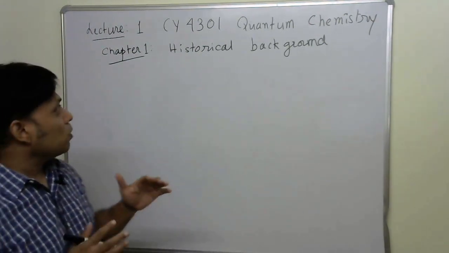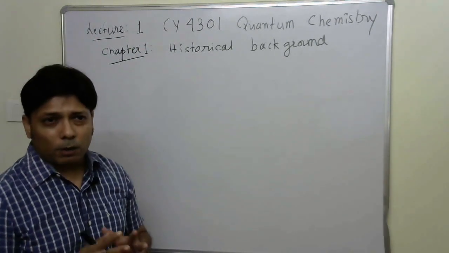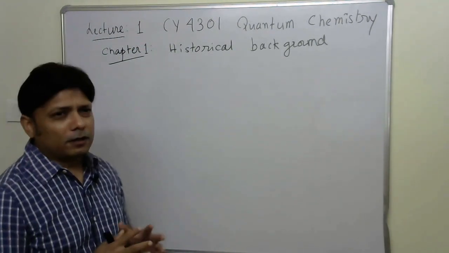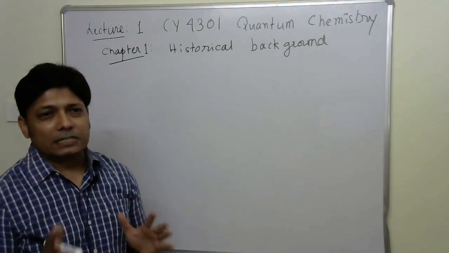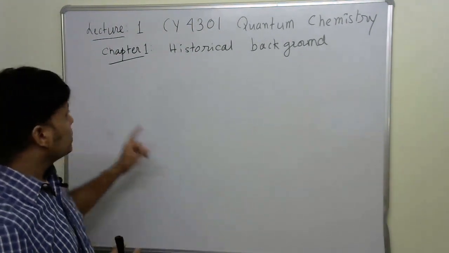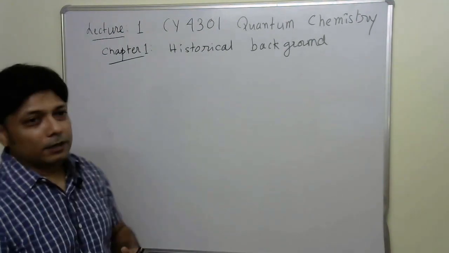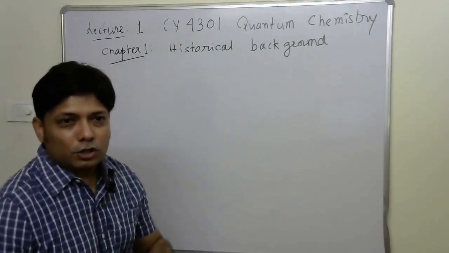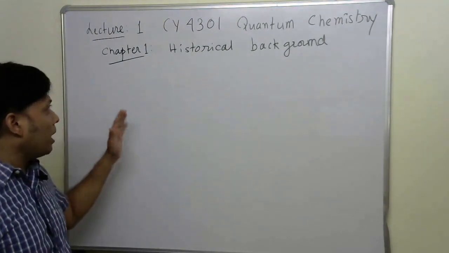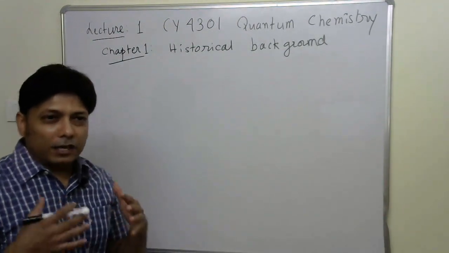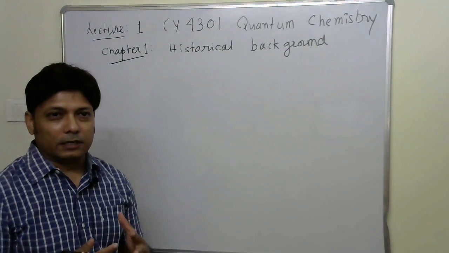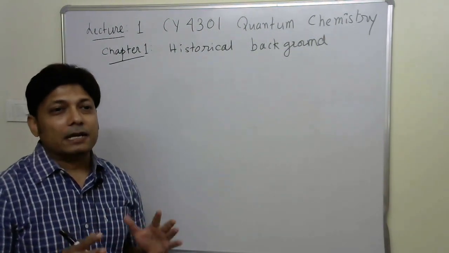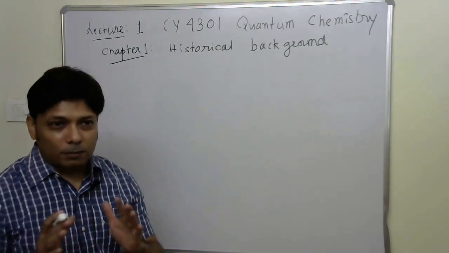I would say that in this course, CY 4301 Quantum Chemistry, which is a 4-credit course, there are at least 8 to 10 chapters to be covered. So we start with the first chapter, the historical background. The purpose of this chapter is to have an idea how chronologically the subject quantum physics or quantum chemistry developed from the classical background.